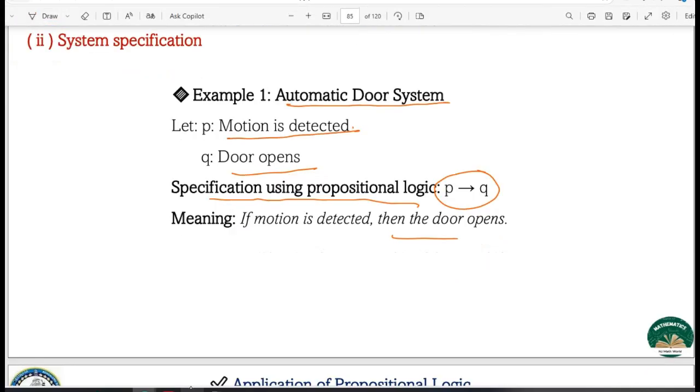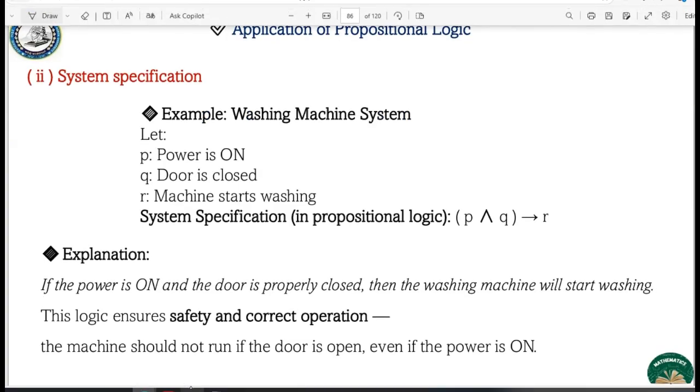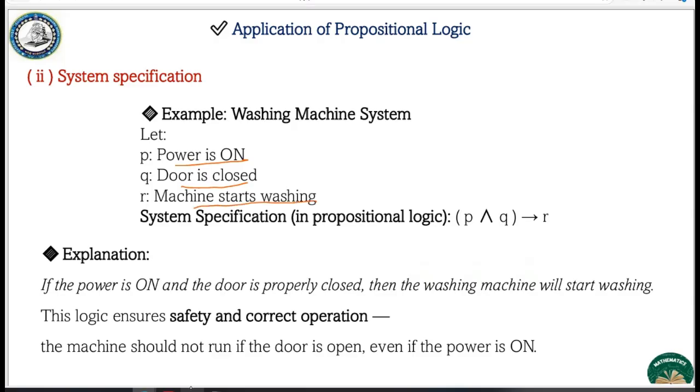Then moving on with the next one, you have application. One more example: the washing machine system. If power is on and door is closed, the machine starts washing. So how do we write this in a specification? That is P and Q. If power is on and the door is closed, then the washing machine will start washing. So this is how we represent them in the form of system specification.